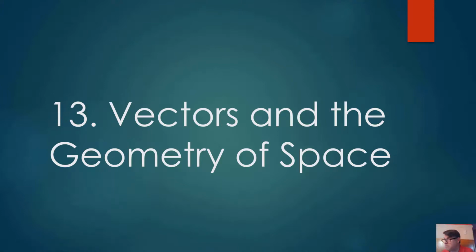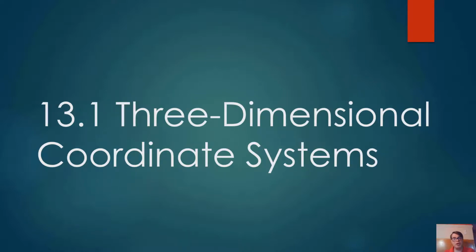This begins chapter 13 of James Stewart's, even though I call him James Strong later on in this video, sorry. It's actually James Stewart, and this is the beginning of his chapter 13 of his calculus textbook, Vectors and the Geometry of Space. And this particular video is on three-dimensional coordinate systems. I think you will find this section refreshingly easy, simple, and predictable.